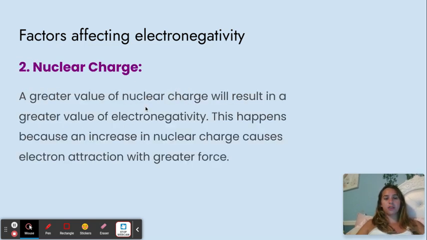So, another factor that can affect electronegativity is going to be the nuclear charge. The greater value of nuclear charge will result in a greater value of electronegativity. And this happens because an increase in nuclear charge causes electron attraction with greater force.